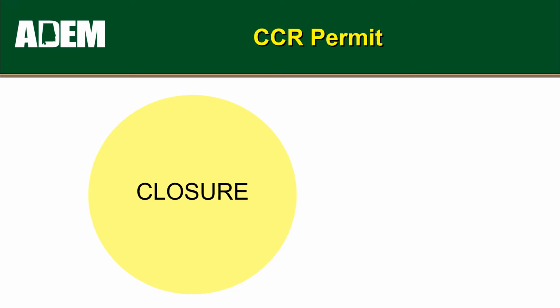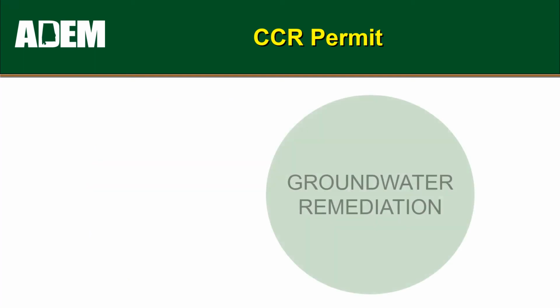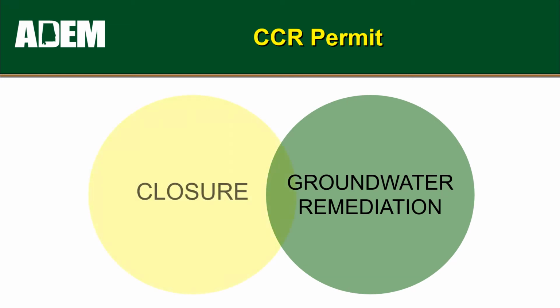It is important to remember that once a permit is issued by ADEM for the regulated units, there are still 2 functions taking place. Obviously, a major component of the permit is the closure of the CCR unit. At the same time, there is groundwater contamination present at most of the sites. The department is currently working with each of the affected utilities to address that. Both of these activities will be incorporated into the permit, but they are inherently different in scope.